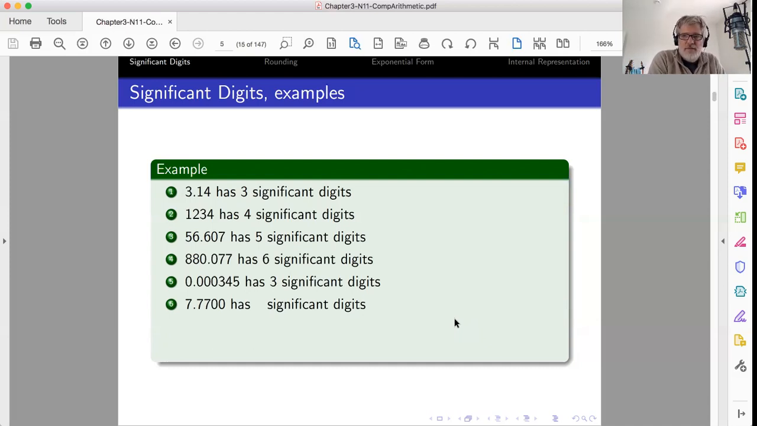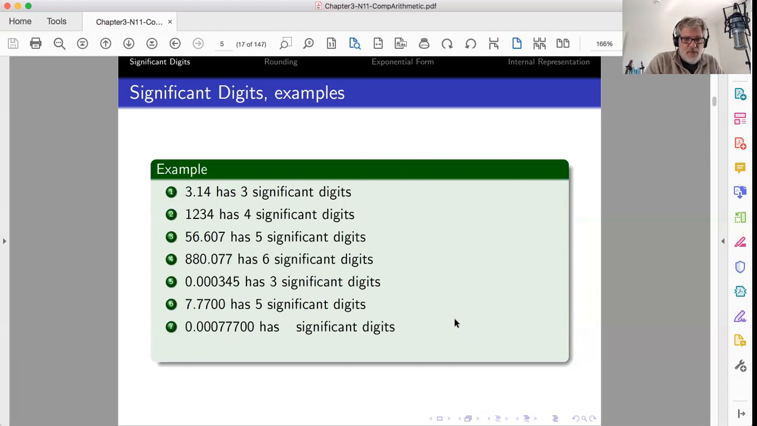7.7700. So here again, think of the 0.0 gram in the box. Here you have 5 significant digits. Those trailing zeros are significant because there's a decimal point, so they indicate a better precision.